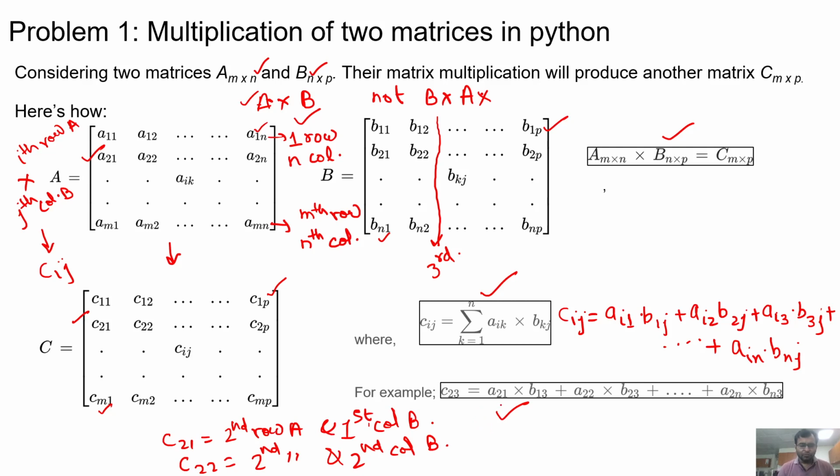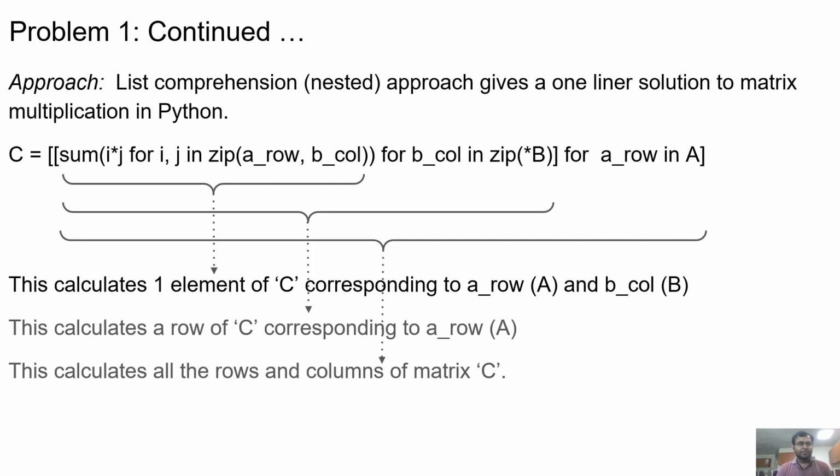So now, how would we proceed with this using Python? Basically, in Python, we can use the list comprehension approach, which actually looks like a one-liner solution to matrix multiplication in Python. So here, the complete matrix C can be calculated using this particular script in Python. I have divided it in three parts for your better understanding.